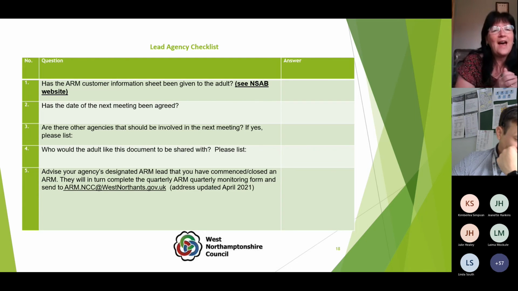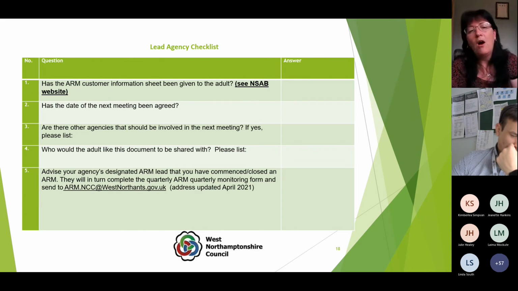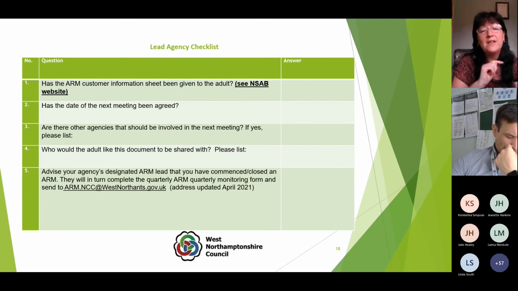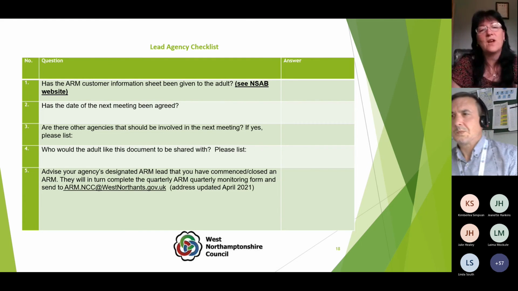So that is for West Northants. I realise I haven't put the North Northants one on that. But I know that on the Safeguarding Adults Board website, all of that is there. The toolkit is there. So please do go there.